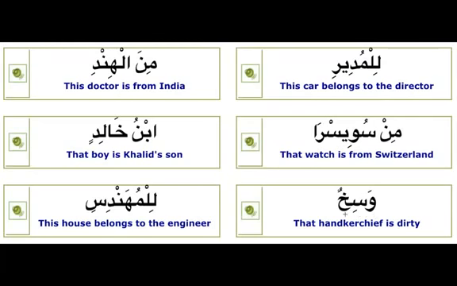So wasikhun, we want to say that handkerchief is dirty. Handkerchief is a masculine object. So we say dhalikal mindilu, dhalika plus al mindilu. What about this? That handkerchief, let's say, is dirty. Wasikhun. So khabar is one word and it is indefinite.